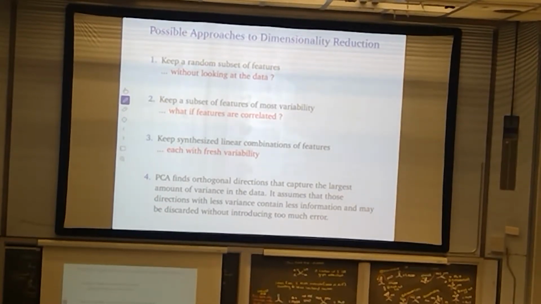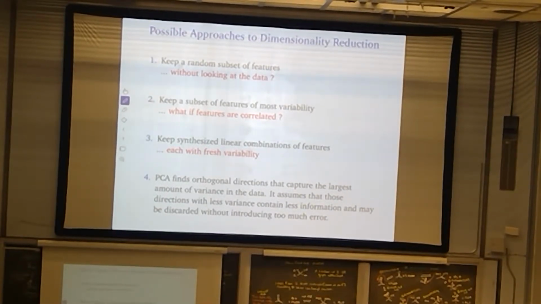Okay. So the idea will be, if I get to select from a set of synthesized linear combinations of features, I select one, and in order not to select another highly correlated feature, somehow I need to look for virtual features with fresh variability, something that has not been captured in the first virtual feature I select. That is sort of the idea of PCA, okay?